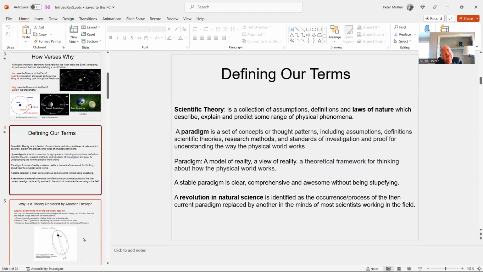A scientific theory is a collection of assumptions, definitions, and laws of nature which describe and explain a whole range of physical phenomena. A scientific theory is much broader than just any individual law that's inside of it. And I think if you give me a chance as we go through looking at the various laws and theories and paradigms, both of the ancient world and of the scientific revolution, I think my distinction will become clearer.